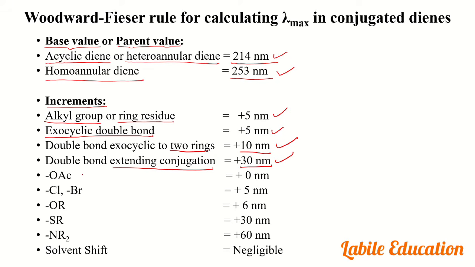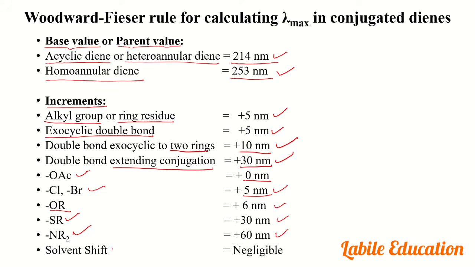And there may be some functional groups. If the functional group is an acetate group, it will not contribute any value. If any halogen is there, like chlorine or bromine, that will contribute 5 nanometer. The ether group, the alkoxy group, will contribute plus 6 nanometer. The thioether will contribute 30 nanometer. And amine derivatives like NH2, NHR, NR2 will contribute 60 nanometer.